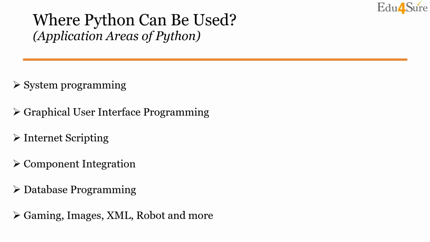It's worth talking about the application areas of Python, where Python can be used. Python can be used in system programming, graphical user interface programming when you are creating your web applications, or it may be used for web scraping, internet scripting, and component integration when you are dealing with big software where multiple components need to be integrated. You can work with NoSQL databases like MongoDB, Cassandra.